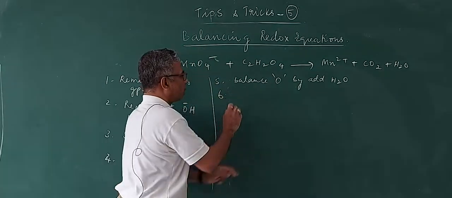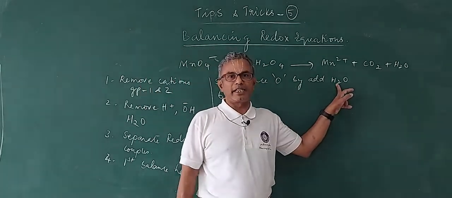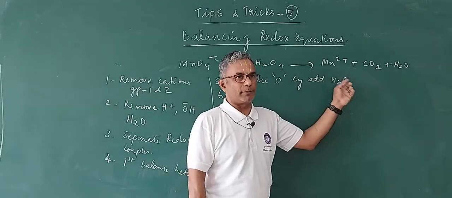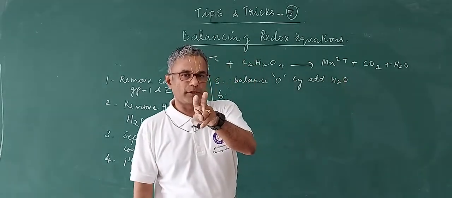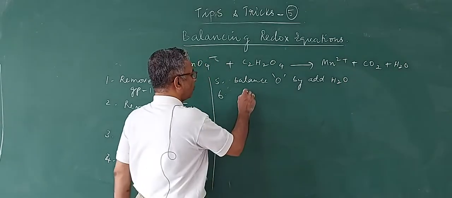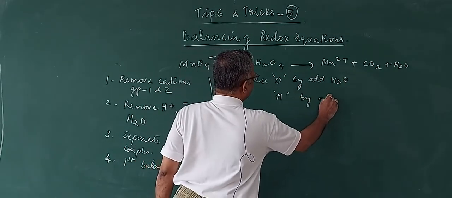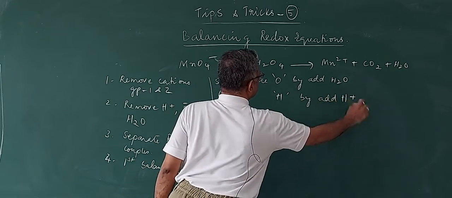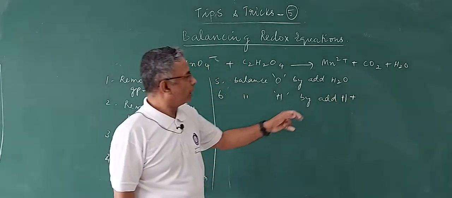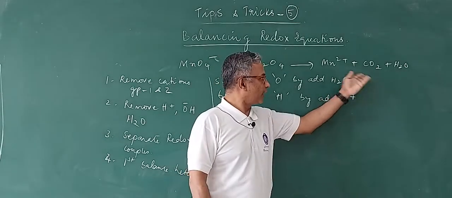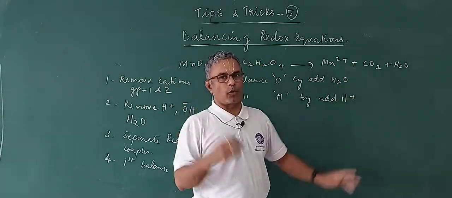Now, once you add water, you are introducing hydrogen into the equation. Therefore, how many hydrogen have you introduced? Suppose you have introduced 2 water molecules, you will have 4 hydrogen. So, now balance hydrogen by adding H plus. How much H plus is required? Suppose you add 2 H2O, then you will add 4 H plus. 3 H2O means 6 H plus and so on.